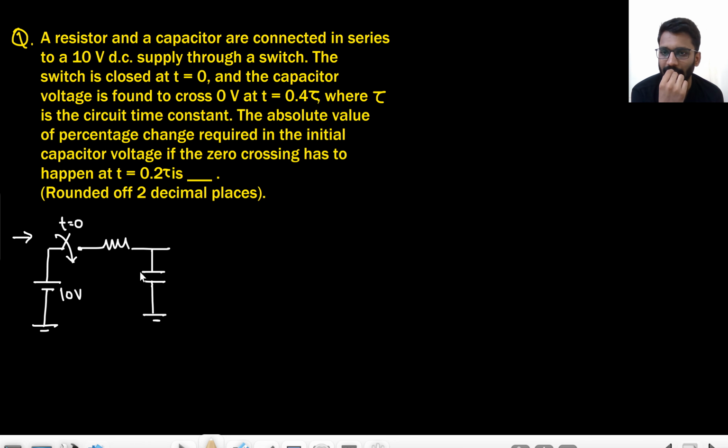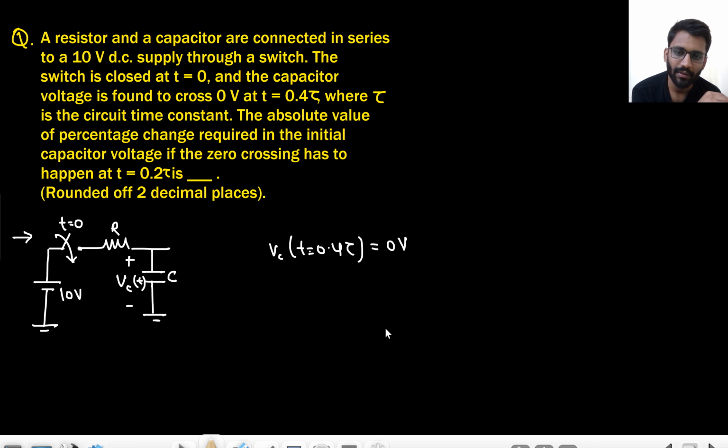The capacitor voltage is found to be 0 volt at a time t equals to 0.4τ. This is R, this is C, this is VC. VC at t equals to 0.4τ is 0 volt. The absolute value of percentage change required in the initial capacitor voltage if zero crossing has to happen at t equals to 0.2τ. What is the meaning of this line?